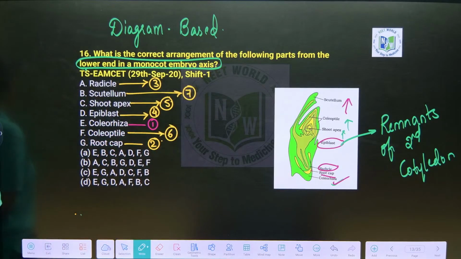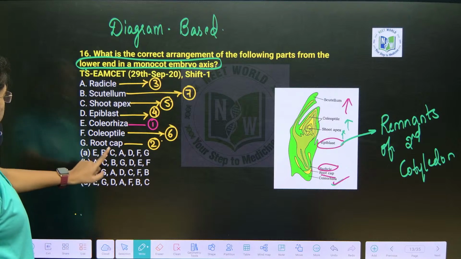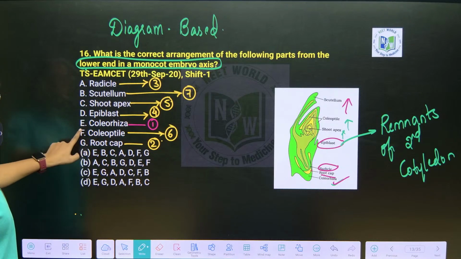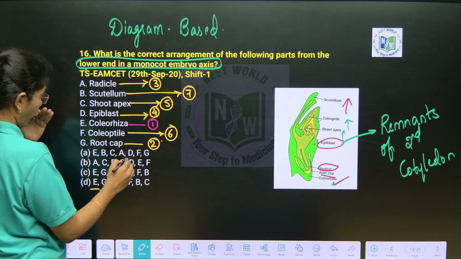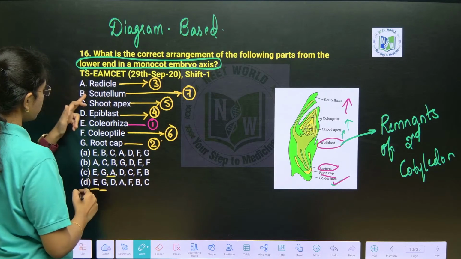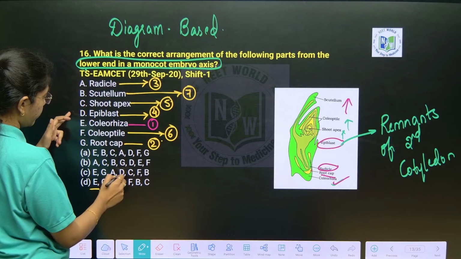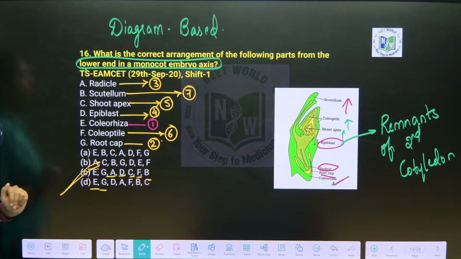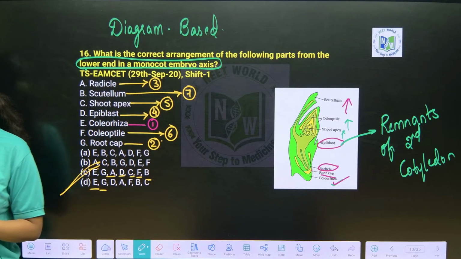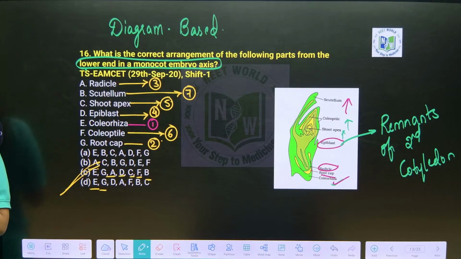So, here we go with the right set. First is what? From E followed by G, followed by A, followed by D, then C, F, B. Option C is the right answer. Clear? Everybody got this question? Any doubt anywhere?